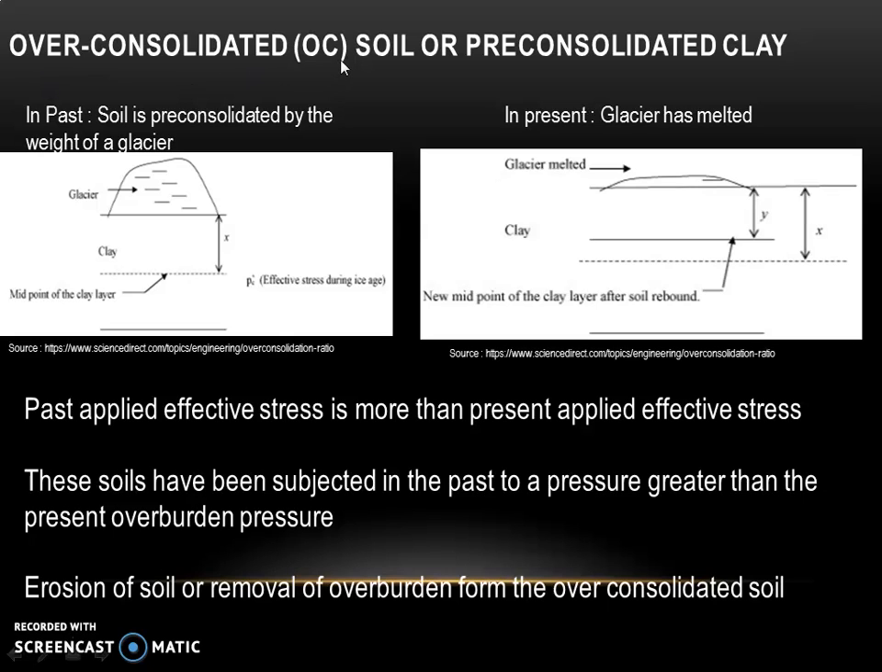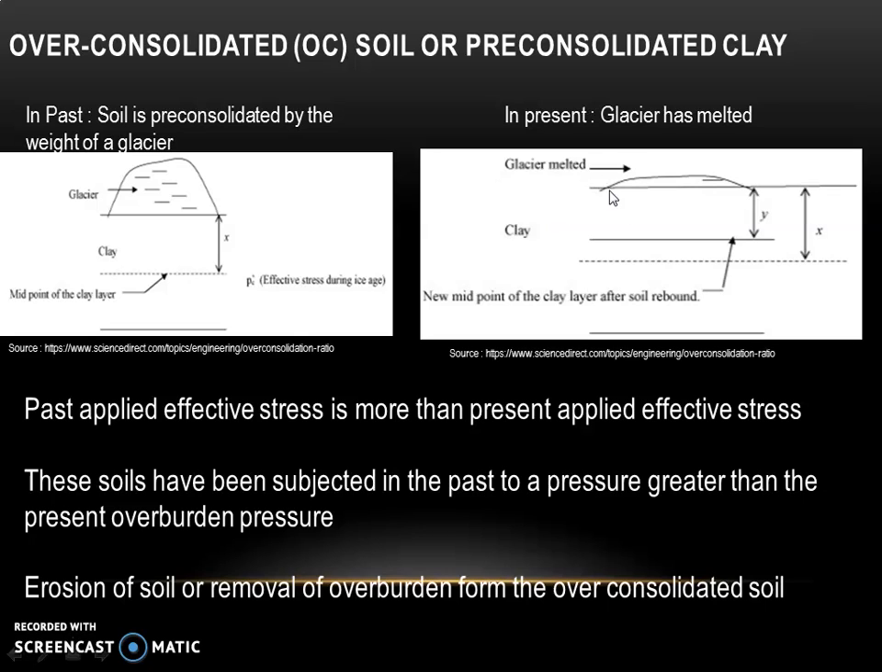First one is over-consolidated soil. Let us consider a layer of clay over which there is glacier. Let this dotted line represent the midpoint of the clay layer. Due to presence of glacier, the soil is being pre-consolidated.